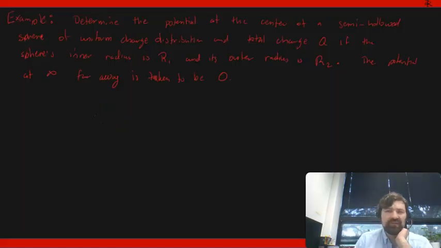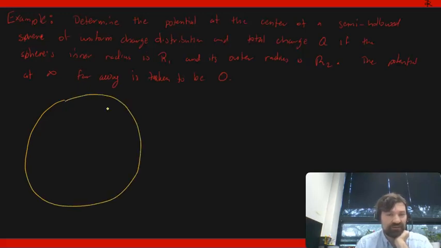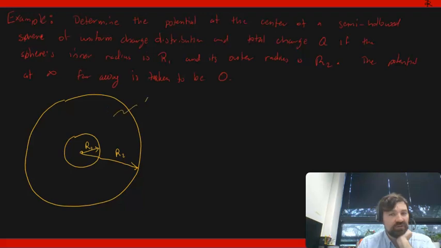As an example, let's consider a semi-hollowed sphere. Semi-hollowed sphere basically means that we're looking at a sphere that is made more or less of solid material, but it's been hollowed out partially. It's been hollowed out in such a way that the inner radius is r1 and the outer radius is r2, and there's a total charge of q which is uniformly distributed through this sphere. So this is a non-conducting sphere, in other words, but it's got a uniform charge distribution.